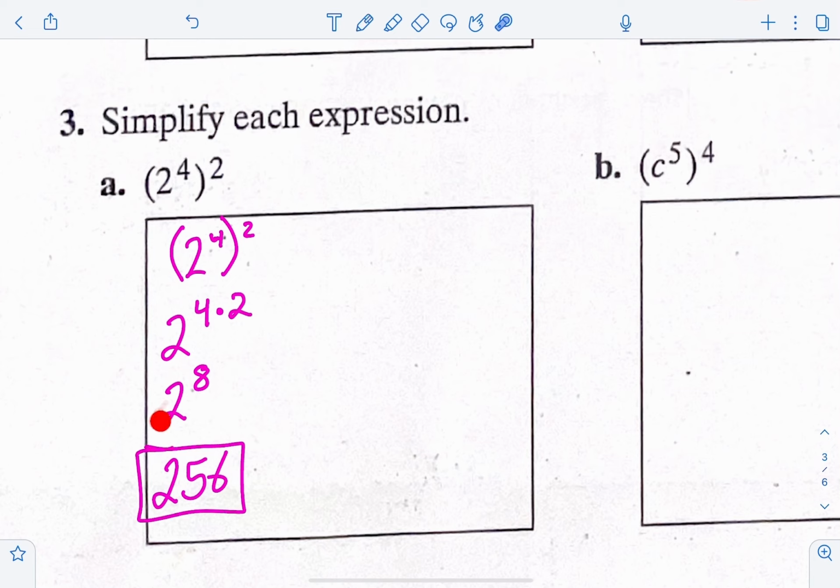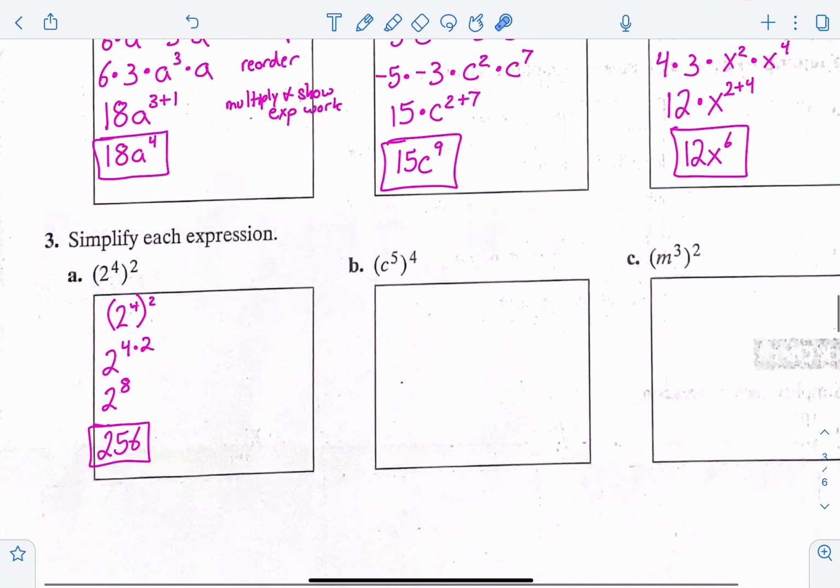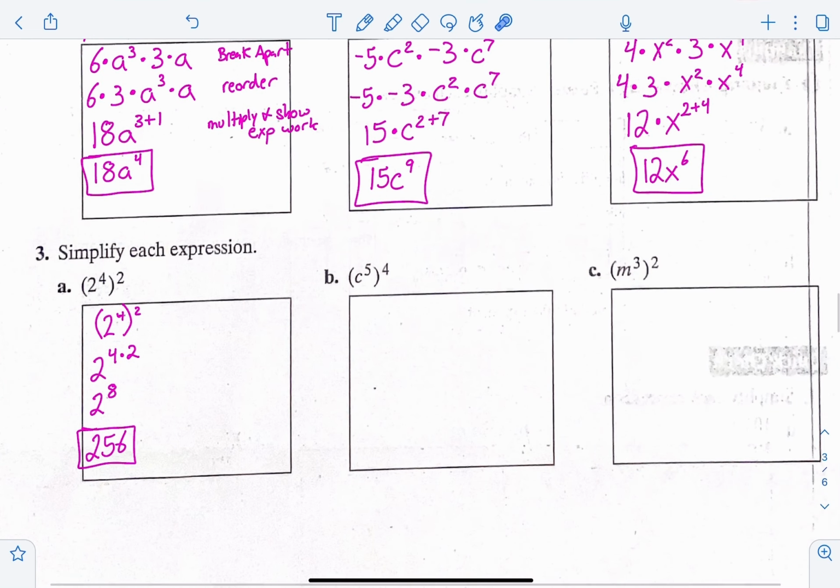Again, when you have a number with an exponent and it tells you to simplify the expression, you're going to want to do all the math. When you have variables, you're going to stop at this step that has the exponent. So go ahead and pause the video and do B and C on your own, and then we'll come back together and go over them.